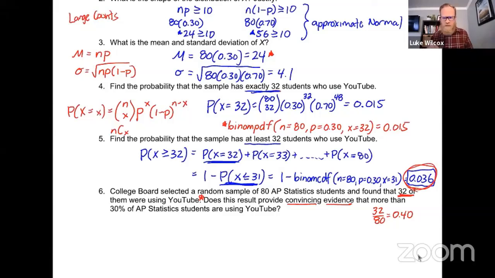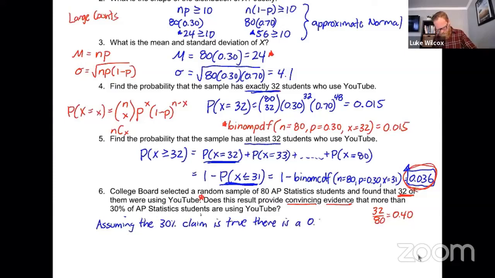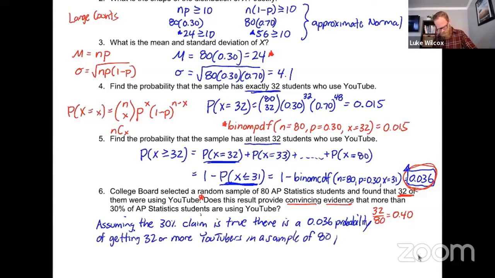So let me write that out in words here. Okay, what I'm trying to do is to interpret this probability that we calculated in number 5. So here goes. Assuming the 30% claim is true, there is a 0.036 probability of getting 32 or more YouTubers in a sample of 80 purely by chance.